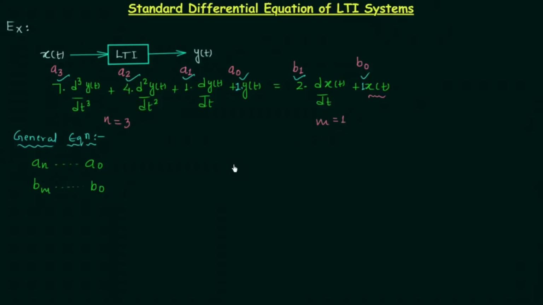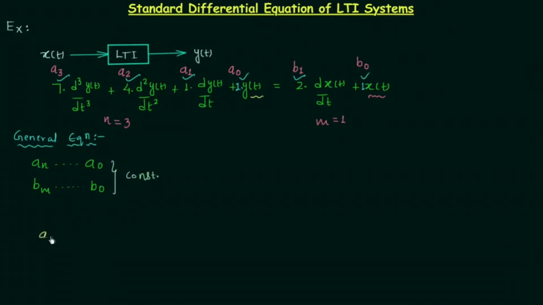So we now understand what coefficients are and how to represent them in the general equation, and all the coefficients a sub n to a sub 0 and b sub m to b sub 0 should be constant. If they are not constant, then the equation will belong to a time variant system. Now we will focus on derivatives. On the left hand side we have the derivatives of output y(t), and on the right hand side we have the derivatives of input x(t). Along with the derivatives we may have the output y(t) also, and along with the derivatives here we may have the input x(t). So let's write down the general equation.